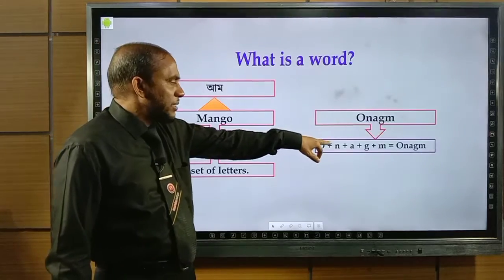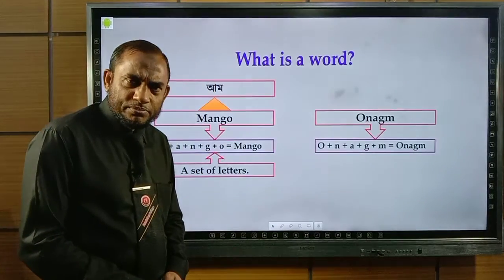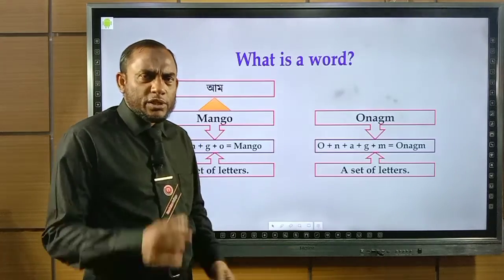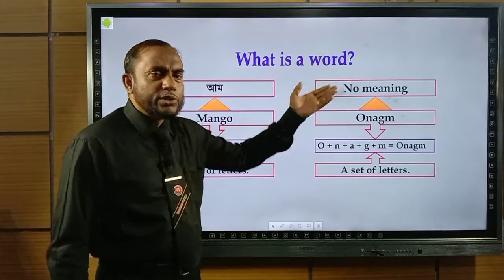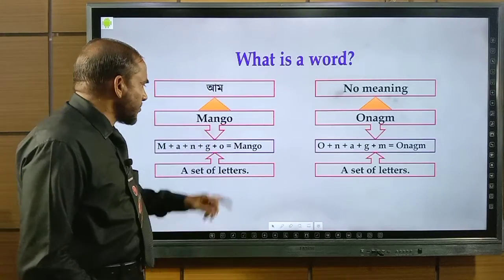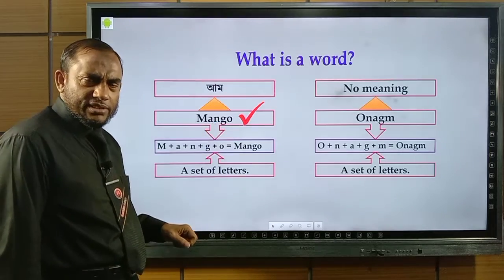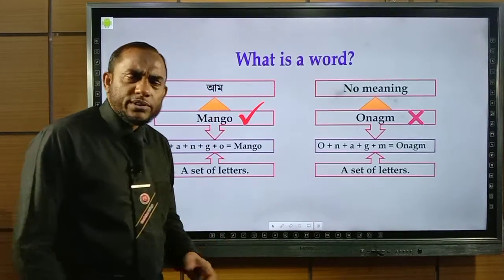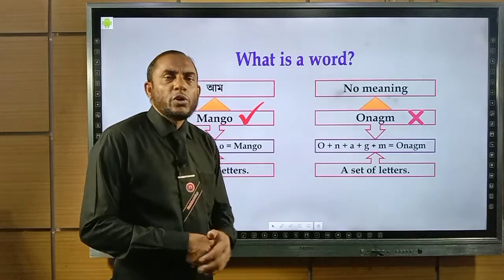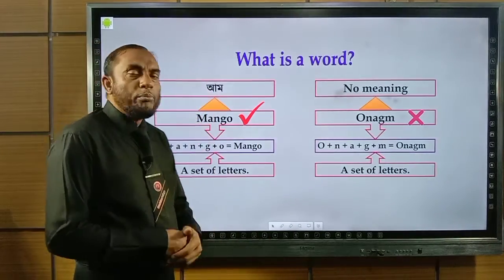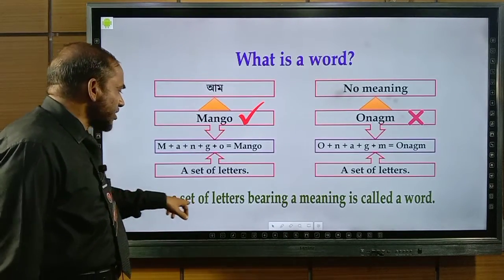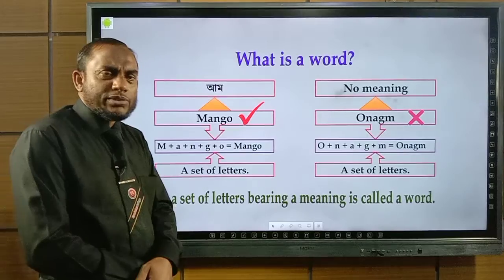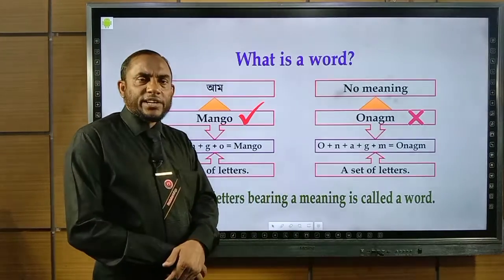O plus N plus A plus G plus M equal to onagm. I mean there is also a set of letters here, but it has no meaning. Just follow: mango, this is correct. This is a word. But is this correct? No, this is not correct, because it has no meaning, but mango has a meaning. So a set of letters bearing a meaning is called a word. I mean, learning outcome number 1 is completed here partially.